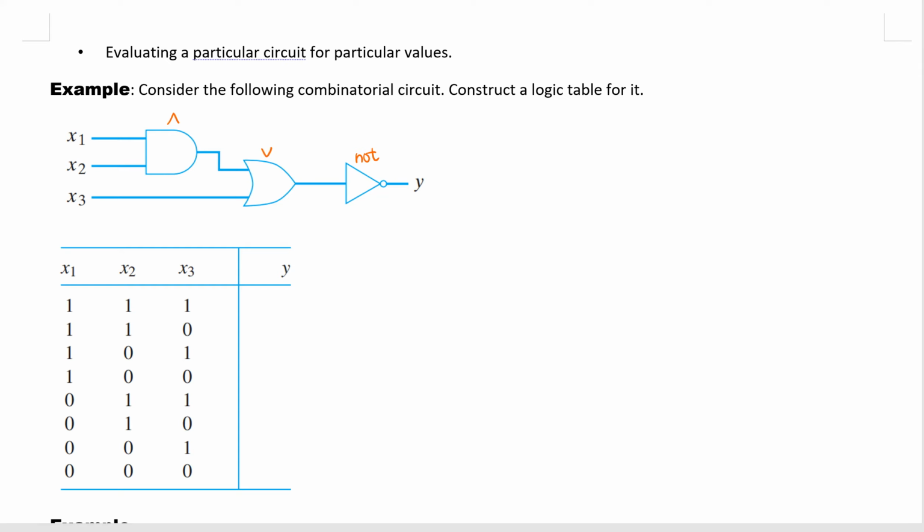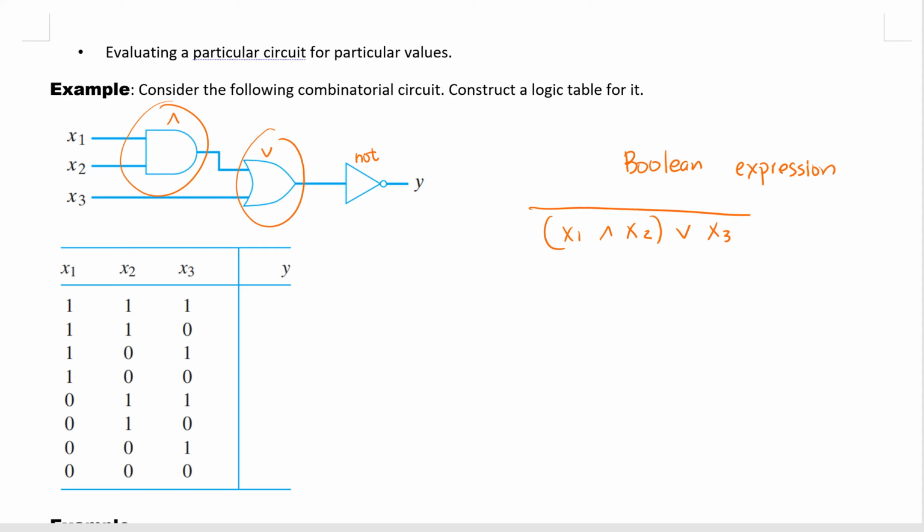If we want to draw a Boolean expression, we'll talk more about what a Boolean expression is in the next section. In this case, we have x1 and x2, and then the next step we have OR x3, and the last step we have NOT. So this is the Boolean expression. So far, so good.